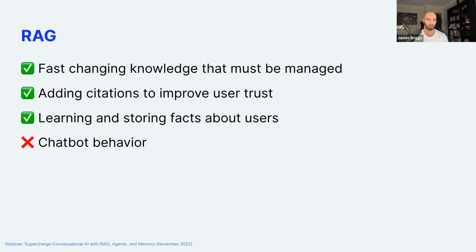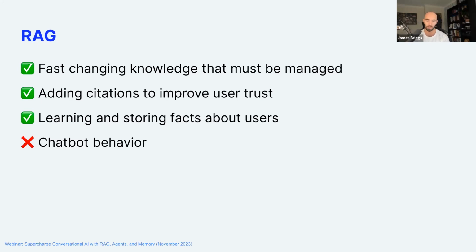Next slide. So RAG, on the other hand, has different pros and cons. RAG is great for fast-changing knowledge that needs to be managed. You can think of RAG, and we'll talk more about it, as kind of like a database that your LLM has access to. So you can manage the LLM's knowledge, essentially. It's because we know where the information is coming from. You can add citations to your outputs, which really helps with user trust. We see that with Bing. They include citations.